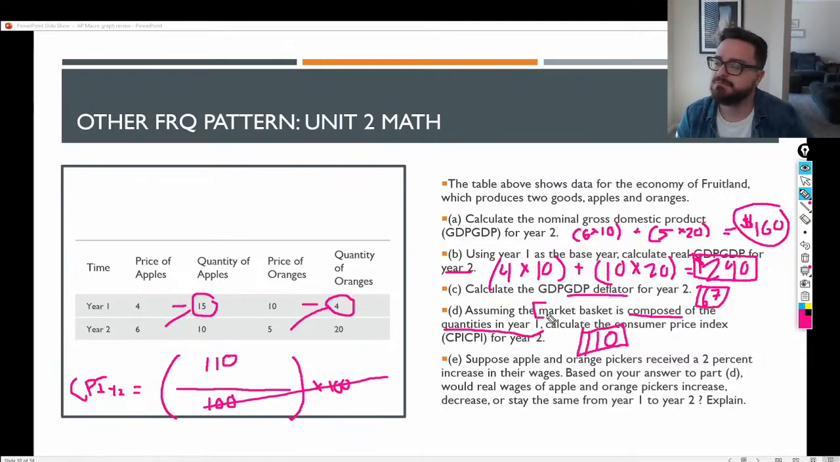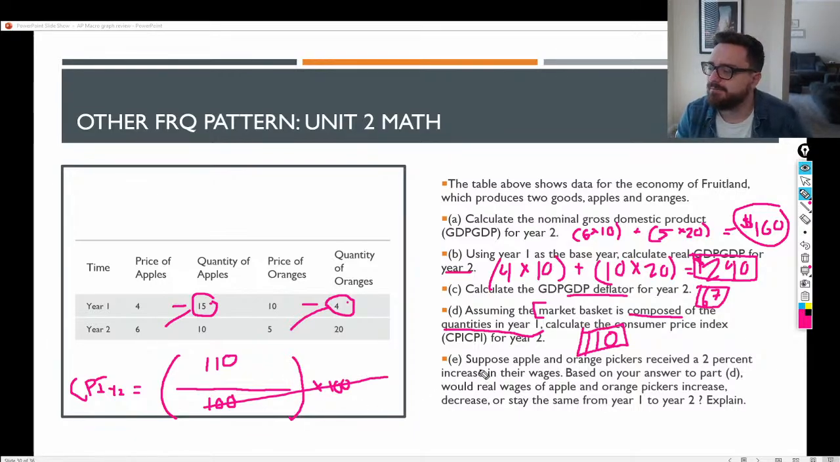But it's doable. Like, you just gotta read it. Market basket is the quantities in year 1, okay? Literally. The market basket is 15 apples, 4 oranges. What's the price of that in each year? 15 apples and 4 oranges cost 110 in year 2. 15 apples and 4 oranges cost 100 in year 1. Times 100. Oh, got it.